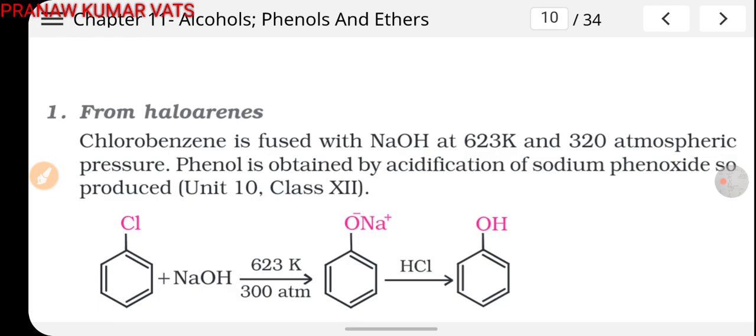So when chlorobenzene is treated with NaOH at 623 Kelvin temperature and 300 atmospheric pressure, which is very high, you can see here that the condition is very harsh, very drastic. Then there is formation of sodium phenoxide, which after workup or treatment with acidulated water, here HCl is written, we can take acidulated water, results in formation of phenol.